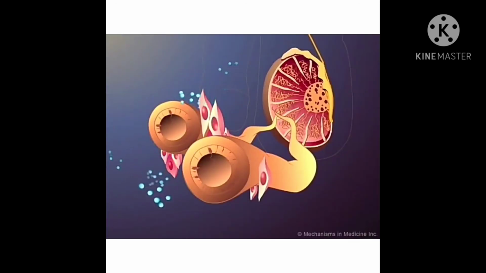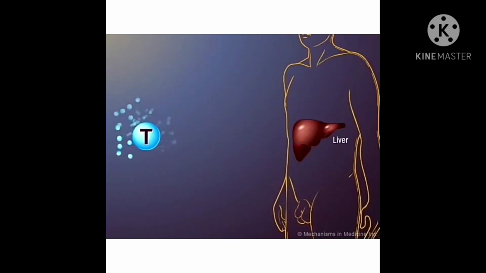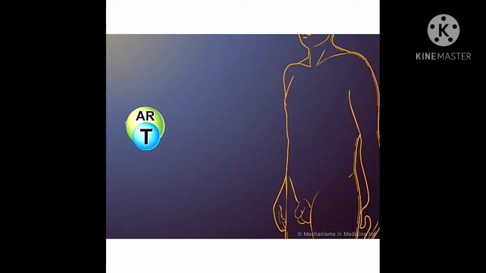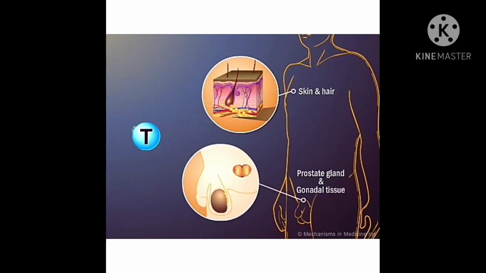Testosterone secreted by the testes diffuses into the peripheral circulation to be carried to targeted tissue in the liver, muscles, and adipose tissue. Testosterone binds to the androgen receptor, or AR, to exert its biological effect in skin, hair, the prostate gland, and gonadal tissue. Testosterone must be converted into dihydrotestosterone, or DHT, by 5-alpha reductase in order to bind the androgen receptor.